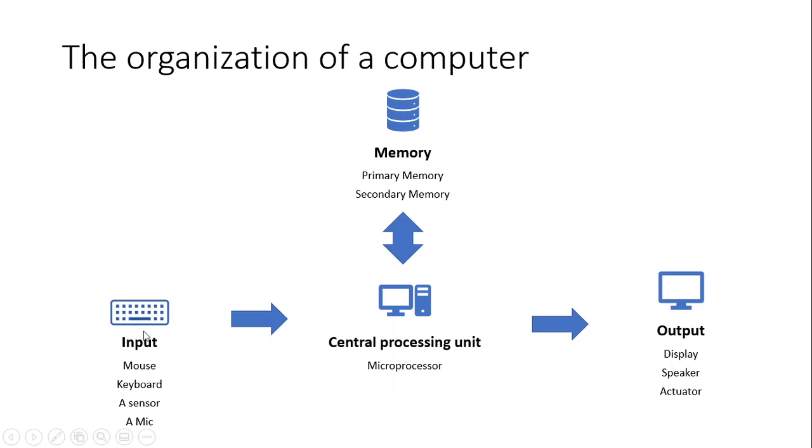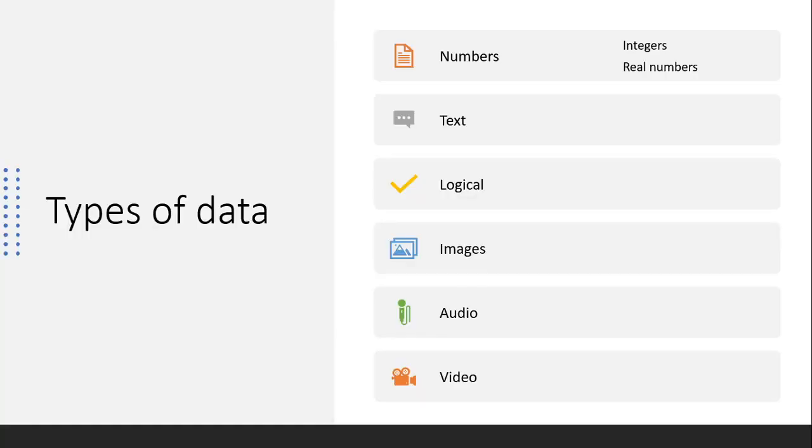Okay, how does the data get into memory? Definitely it has to come from some input device. That can be a mouse, a keyboard, a sensor, a mic, a camera, any device. And once you process the data, how do you show the results of your processing? You need some output device. It can be a display, speaker, some sort of actuator. So if we have these components, then we have a computer, and you should be able to program that computer. I hope you know what a computer is.